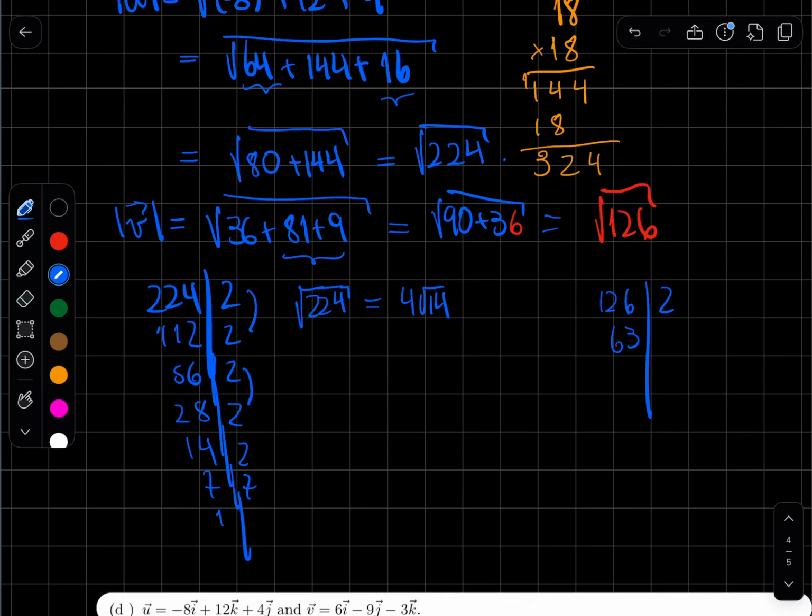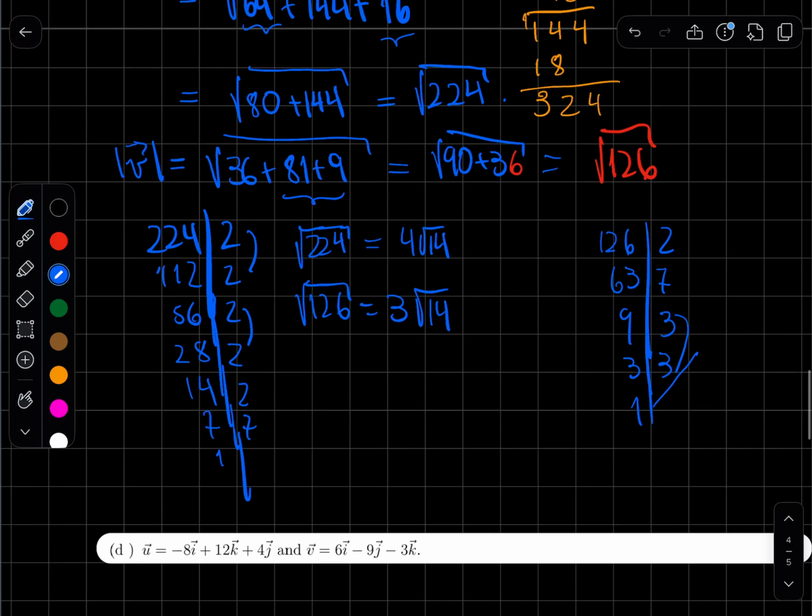And then if you do the same with 126 here, 63, 21, 7, it's 9, and 3, 3, 3, 1. So those two come out together as 9. So root 126 is 3 root 14. So if you multiply 9 times 14, that should give you 126. Right, so these are the two numbers.